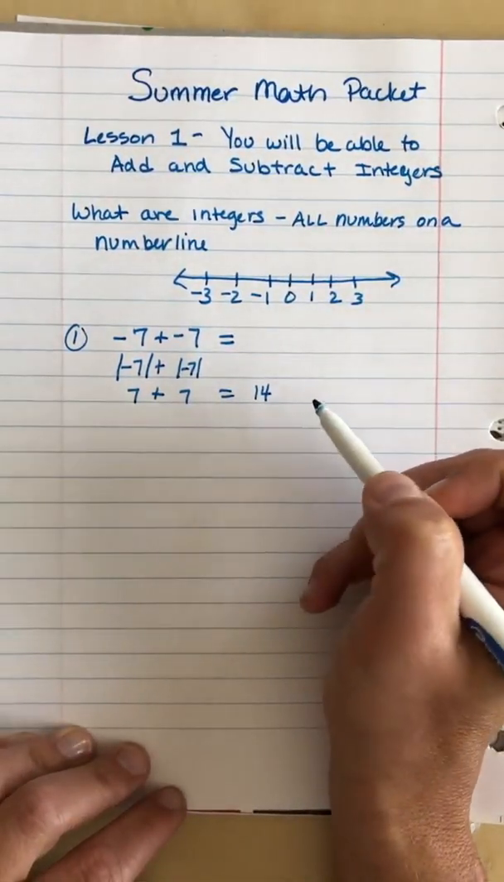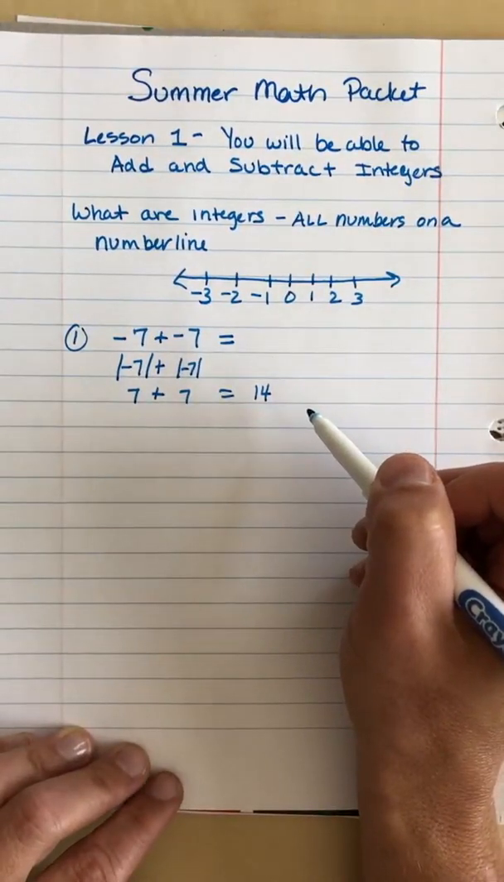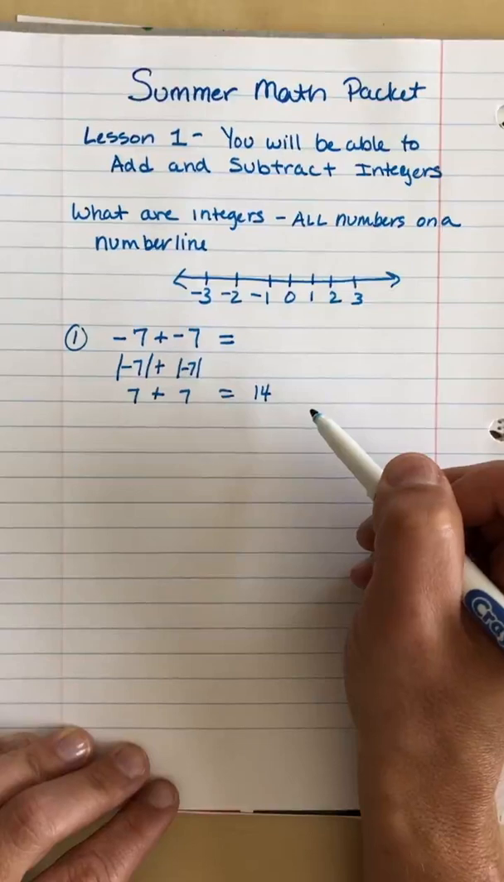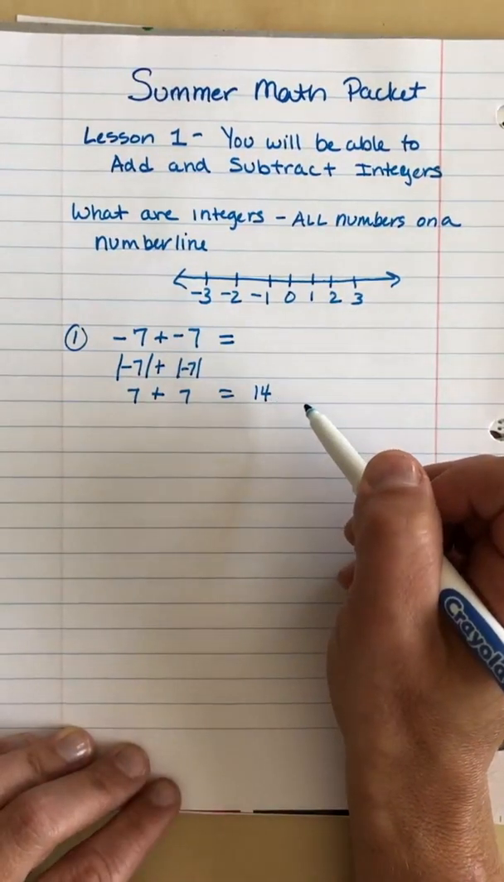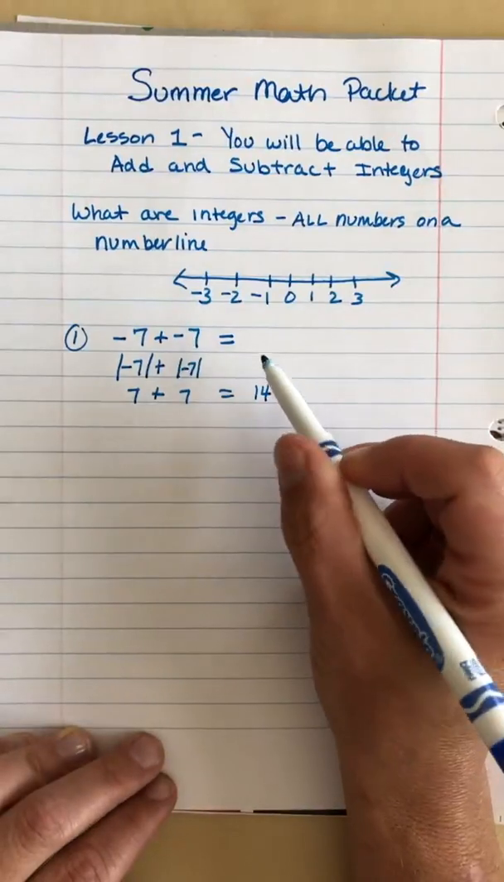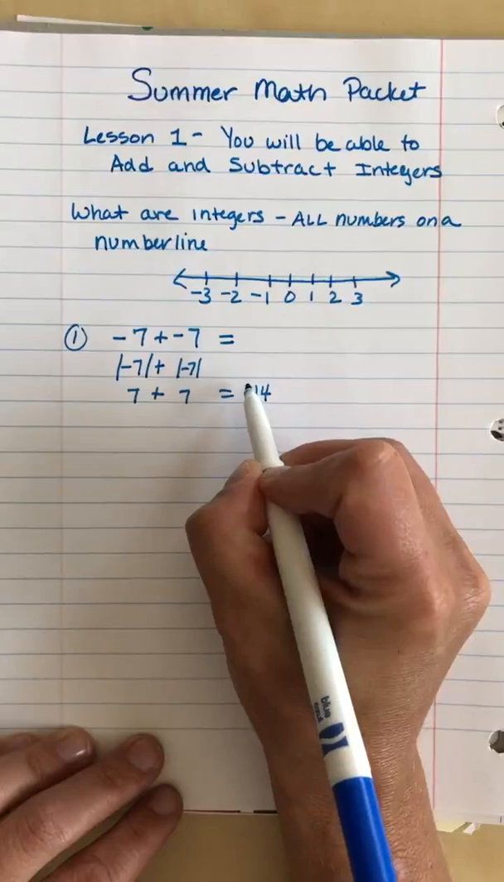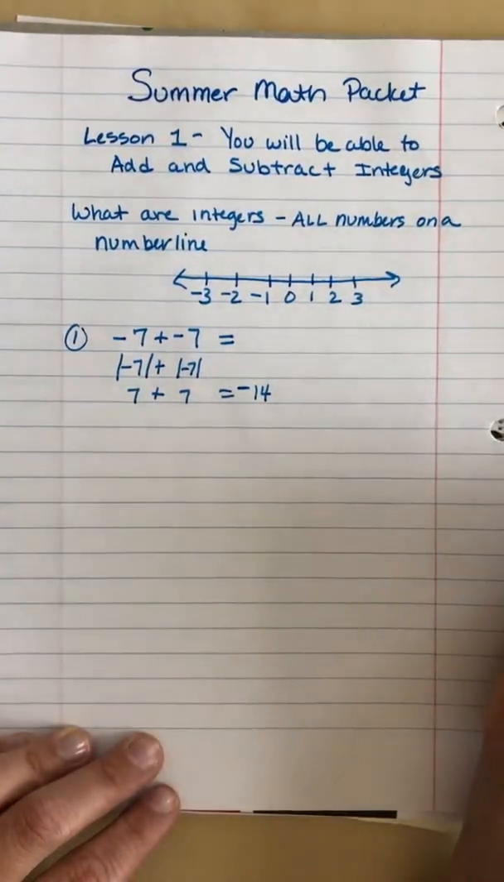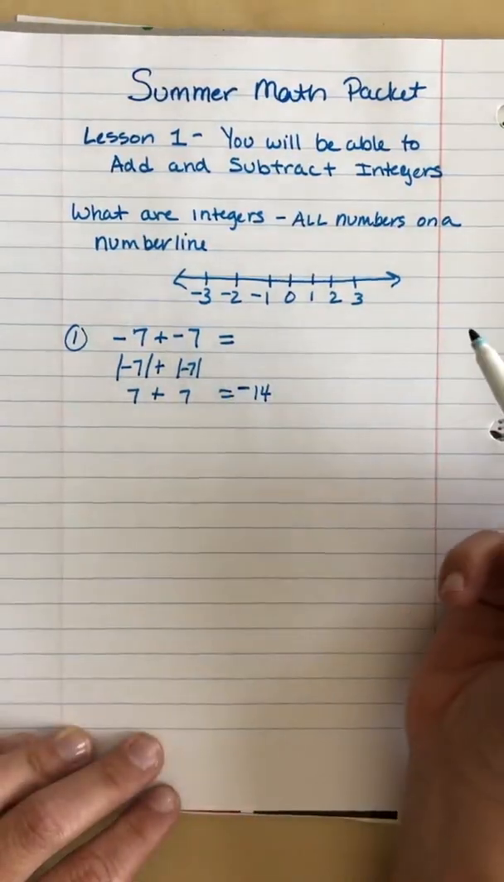Now, the last step of this is if both numbers are positive, then you would leave it at 14. If both of the integers, the original integers, are negative, then your answer is a negative. So this would be -14 because both of my numbers are negative.